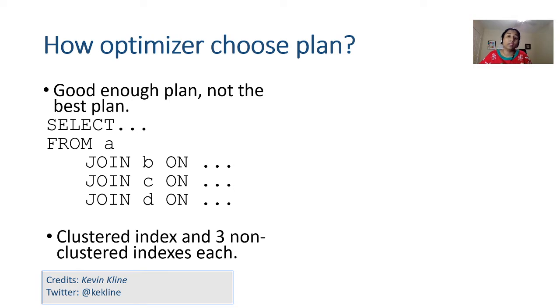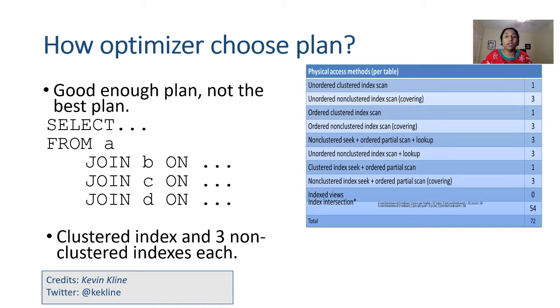Now in order to find the best plan for this particular query, the optimizer has to analyze 72 different types of physical access methods per table. Like whether it has to do the clustered index scan or seek, or an ordered clustered index scan, or use the covering index. Those kinds of physical access methods, 72 per table. We have a 4-table join here, right? That means 72 times 4 physical access methods.